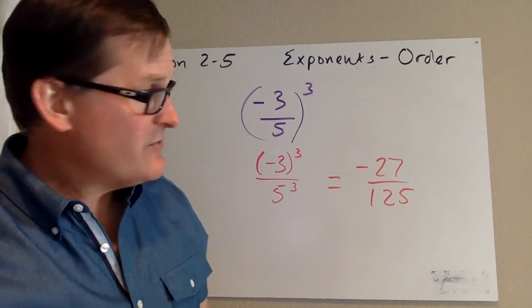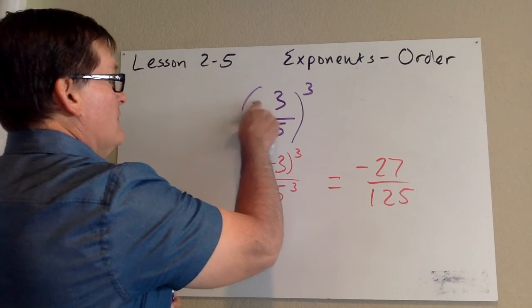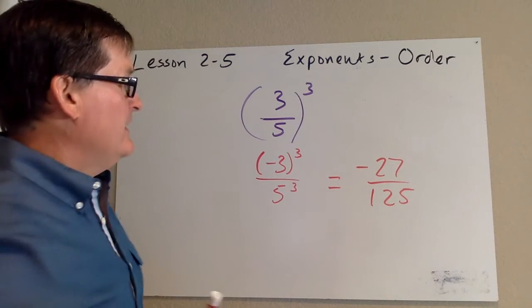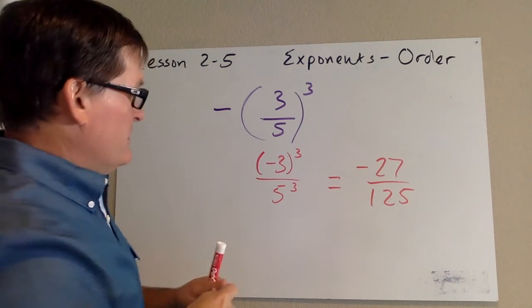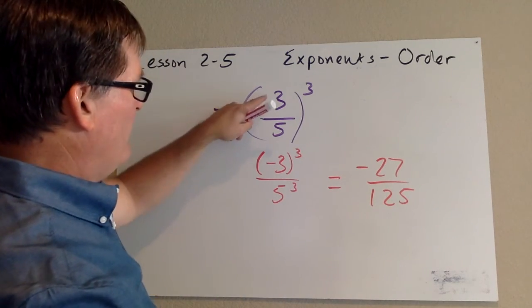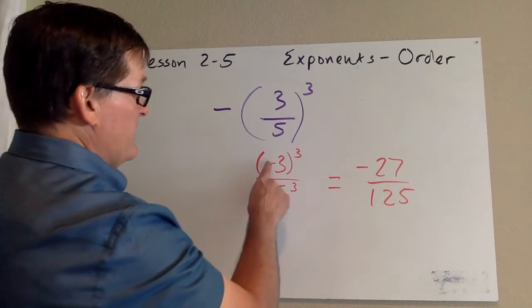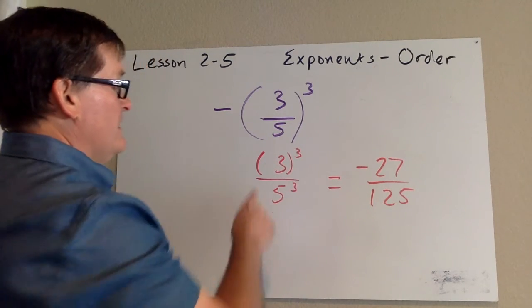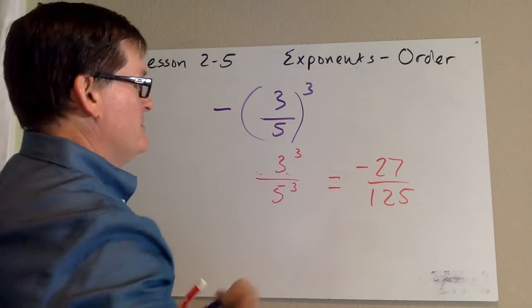Now, let's contrast that to this. Let's take the negative off and let's put it outside. So this is now saying the opposite of 3/5 to the 3rd power. So why does that change? Well, this negative is no longer in parentheses. Don't even need those if I don't want them, although I can put them there. They don't really serve any purpose.